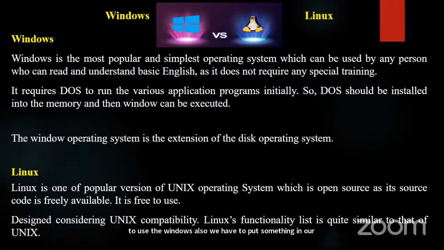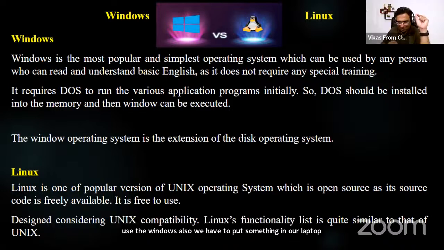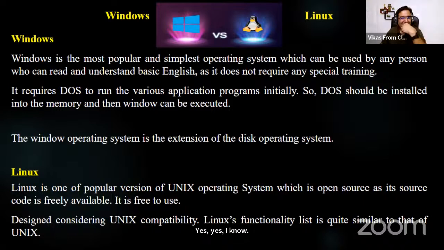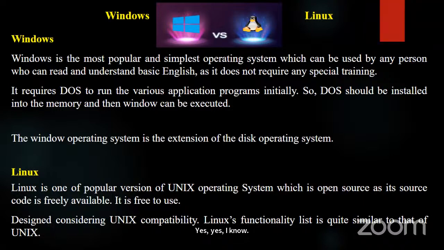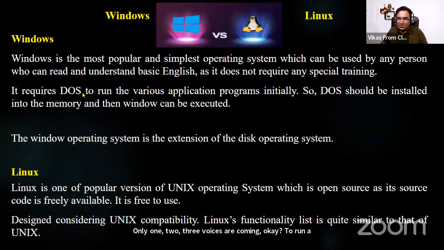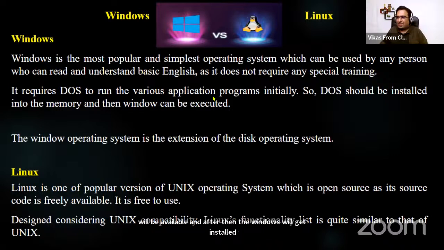DOS. How many people are aware of DOS? What is the full form of DOS? Disk operating system. Only 1, 2, 3 voices are coming. To run Windows, on the hardware DOS will be available, and after that Windows will get installed. Yep, that is the truth, and it will happen like that.